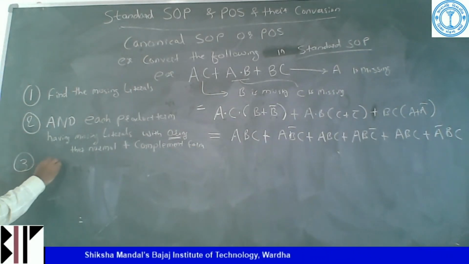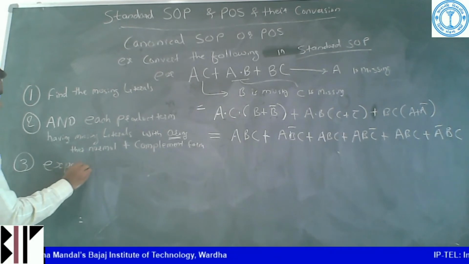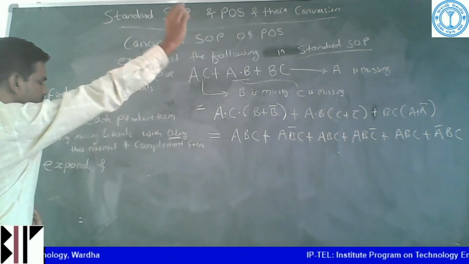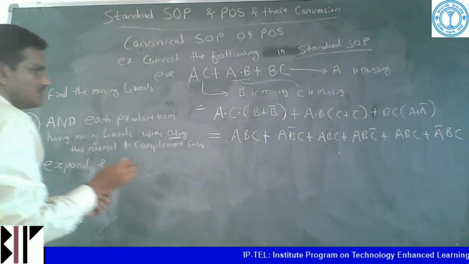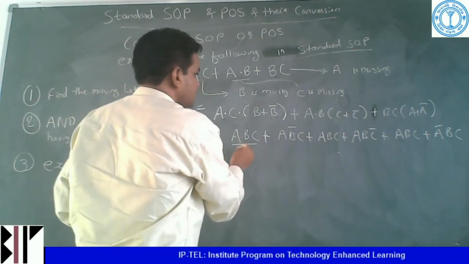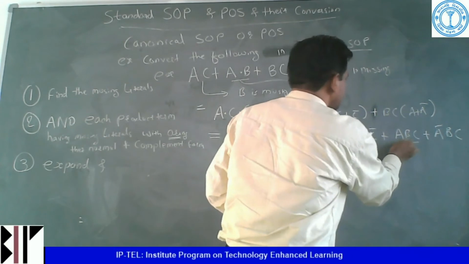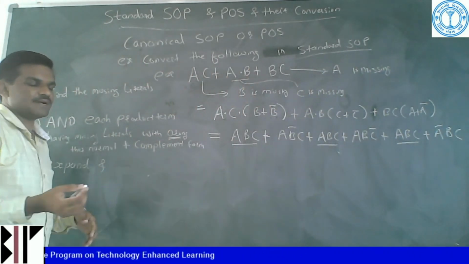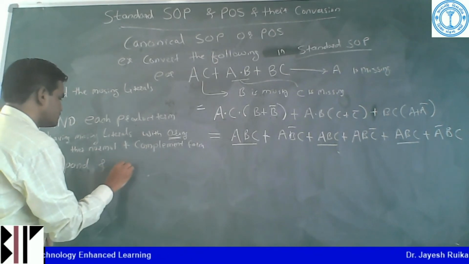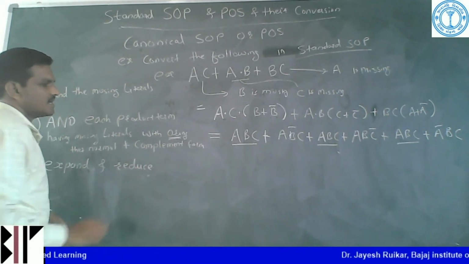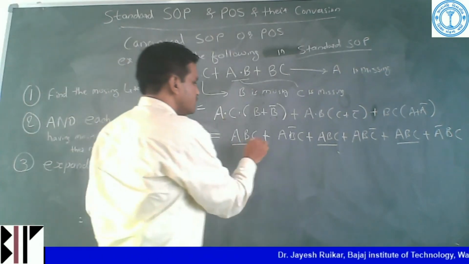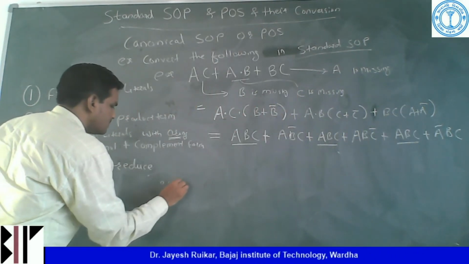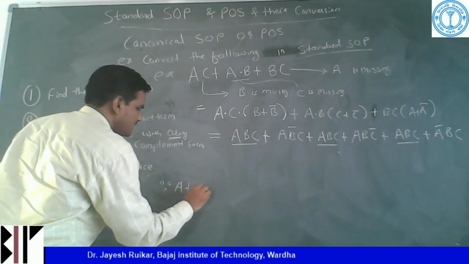The third step is expansion. Expand and remove the repeats: ABC and ABC are there, so three ABC are there. You can write a single ABC. Expand and reduce. As we know, ABC plus ABC is ABC, by the theorem A plus A is equal to A.